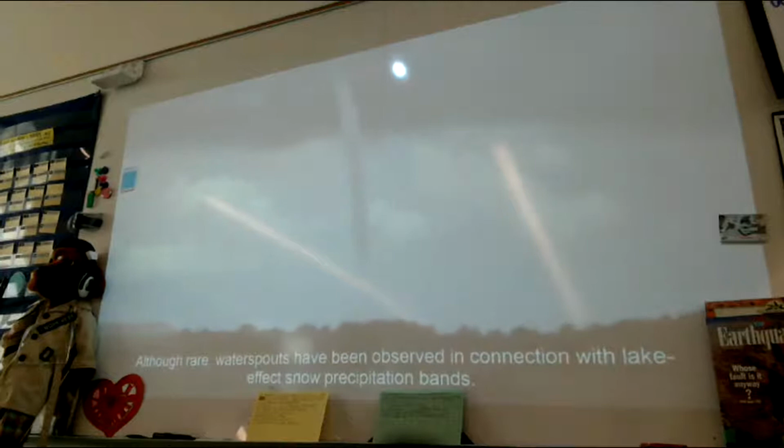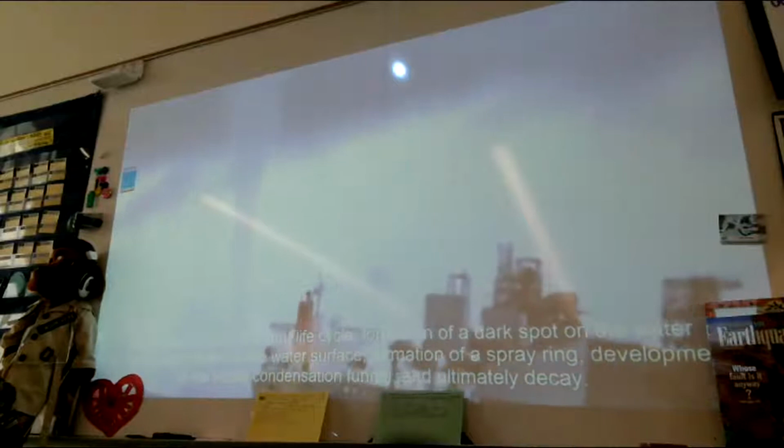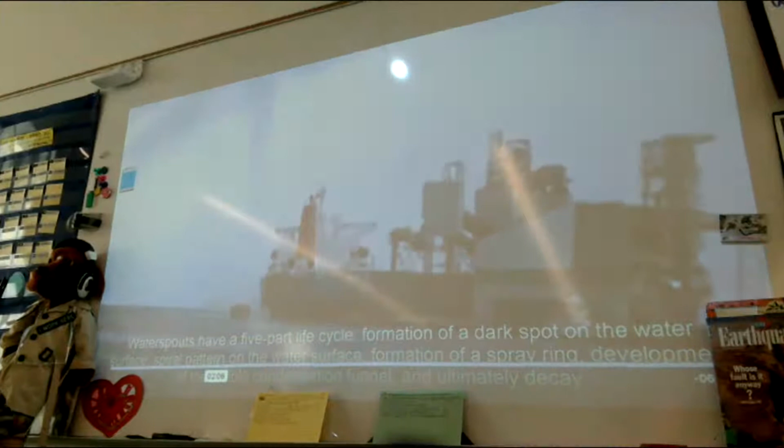And I did know this. It's called lake effect snow. I think that means that waterspouts could form over a lake. Typically, waterspouts form over an ocean or a bay. Hold on. Pause. Why won't you pause? Oh, good. All right.